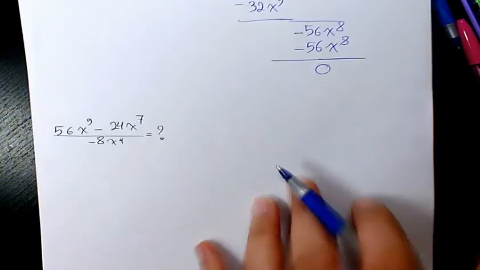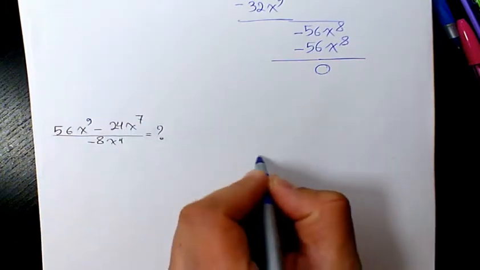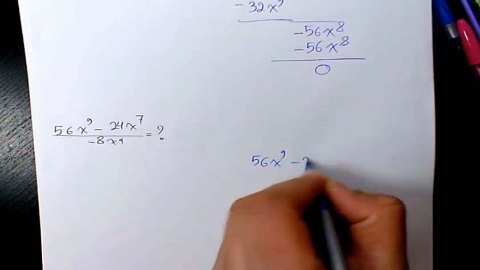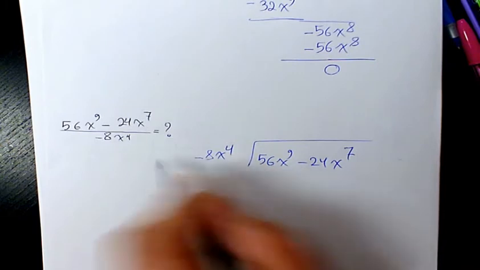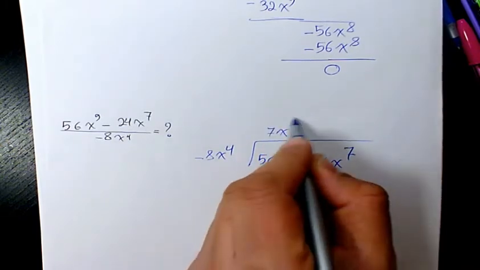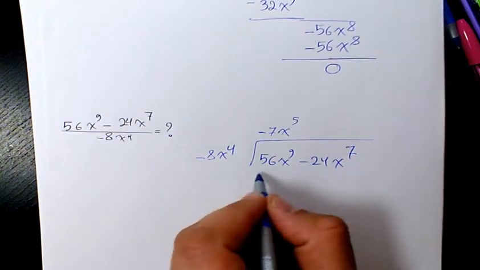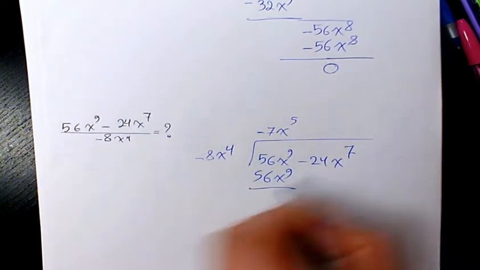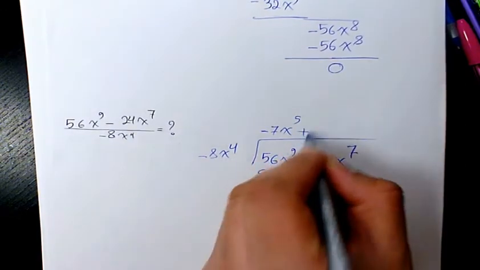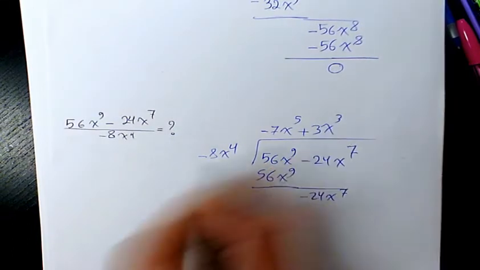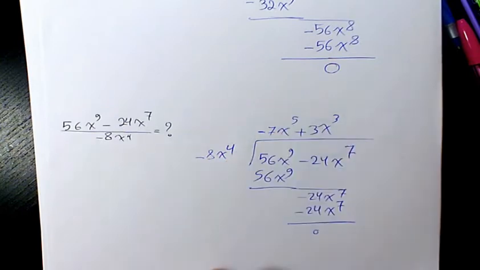We have 56x to the power of 9 minus 24x to the power of 7. I'm going to just do it quickly, as it's very similar to the previous question. So it's going to be 7x to the power of 5. When you multiply it, that's going to be actually negative. It's going to be 56x to the power of 9. Then you bring the next number down. It's going to be 3x to the power of 3. When you multiply it, it is negative 24x to the power of 7. So this part is going to be the quotient.